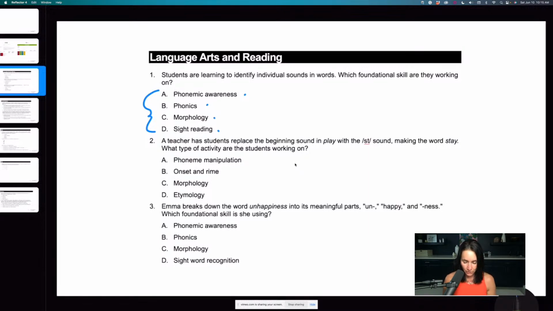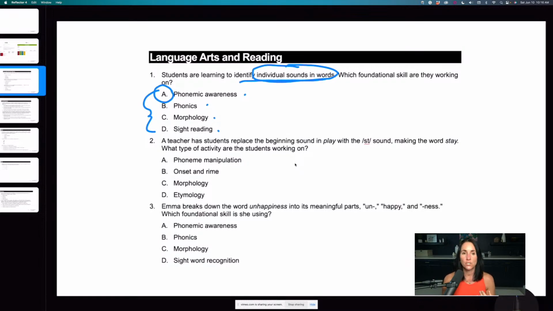It says, students are learning to identify individual sounds in words. Which foundational skill are they working on? Now, this is a pretty simple question. If you're not a reading teacher, it might be quite difficult. But when we're talking about sounds in words, sounds only, we're talking about phonemic awareness. Now, phonemic awareness you can do in the dark. Think about that. Remember that when you're taking the exam.